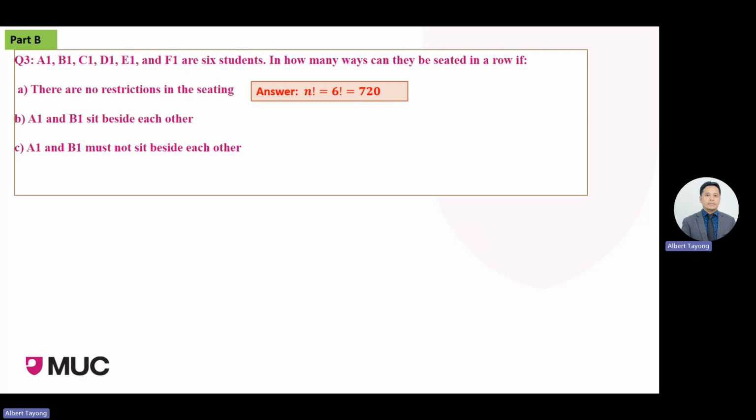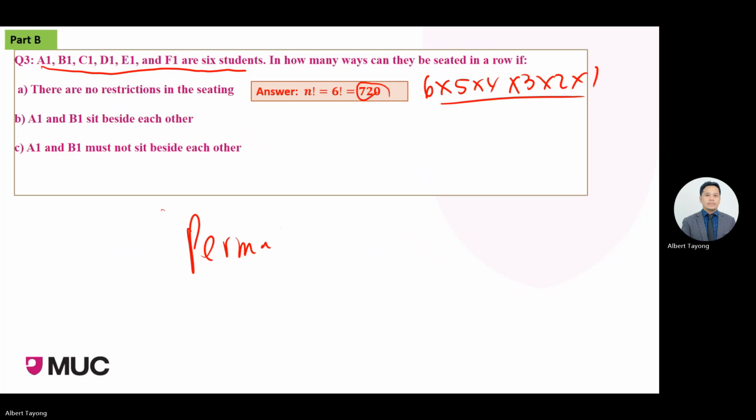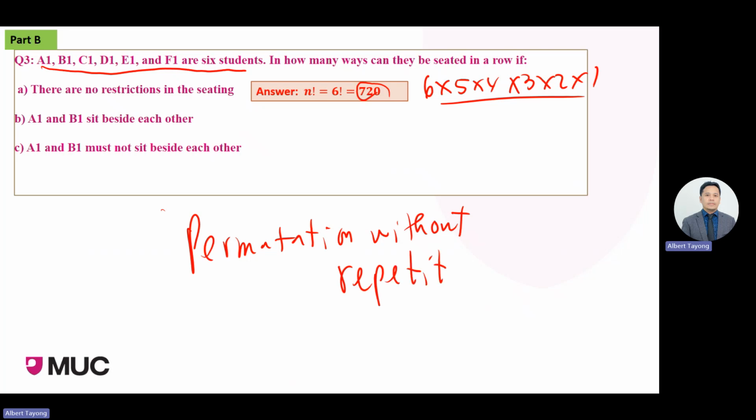So you have 6 factorial. That means 6 times 5 times 4 times 3 times 2 times 1. So 720 is the answer. We just multiply from 6 until 1 because there are 6 students. And this is permutation without repetition. Why without repetition? Because every student is unique. Of course, F1 is alone. F1 will not be duplicated.